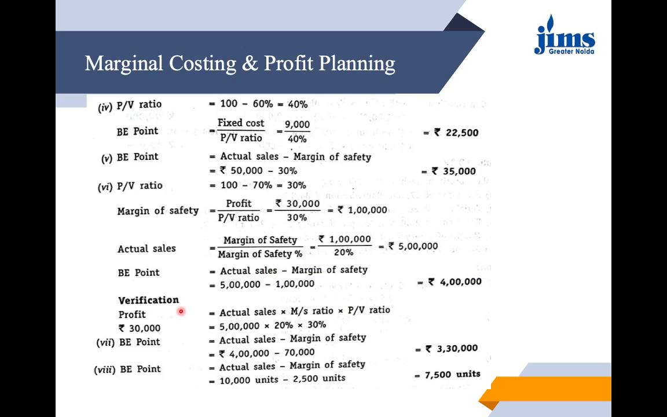Profit is 30,000, actual sales is 5 lakh. Your MS ratio, margin of safety ratio, is 20%, PV ratio is 30%. So you can calculate that and you'll be able to find it out. It is coming out as 30,000 only.